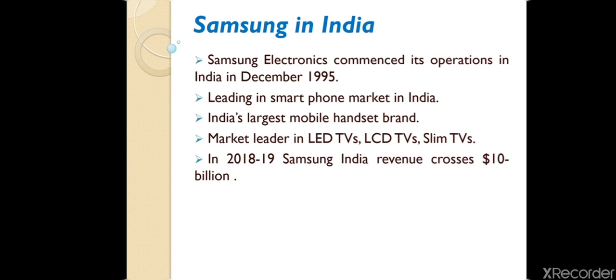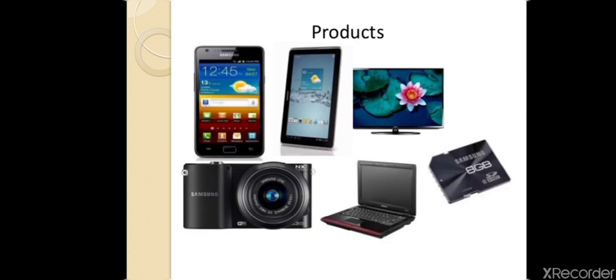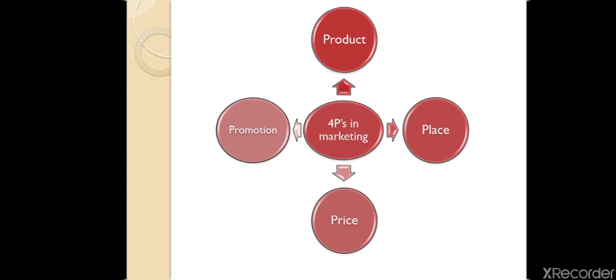Now, the next is Samsung position in India. Samsung Electronics commenced its operation in India in December 1955. In India, Samsung is the largest mobile handset brand, and in 2018-19, Samsung revenue crossed $10 billion in India. These are the products of Samsung company. Now, this is the 4 P's in the marketing mix of Samsung.